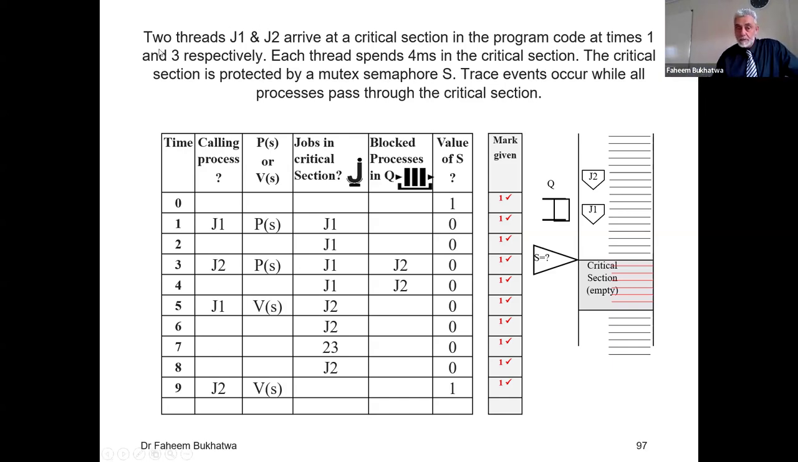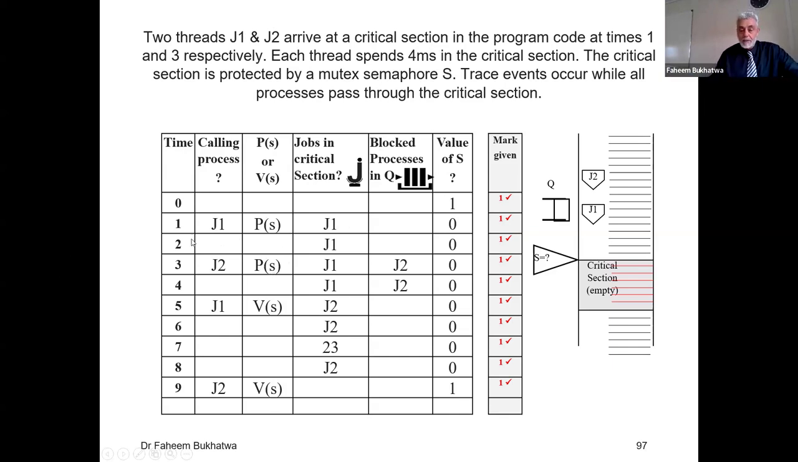How do we know? We know when it went into the critical section and how long it will spend there, 4 milliseconds. Remember, J2 also will need 4. The next process will need 4 milliseconds as well, even though it arrived at time 3, but it didn't go into the critical section yet.